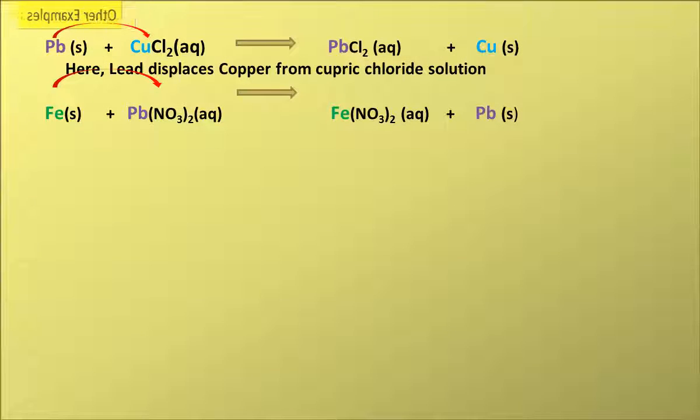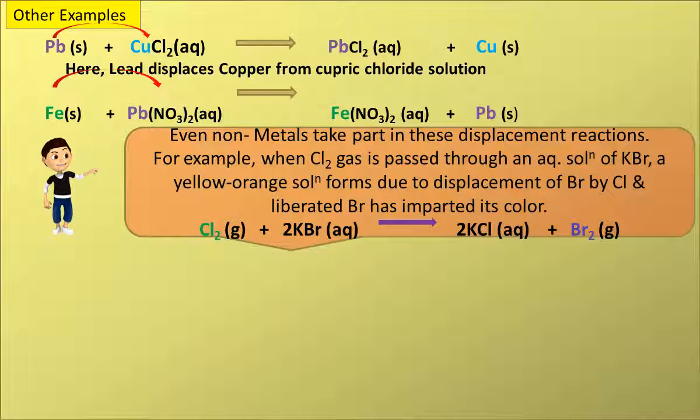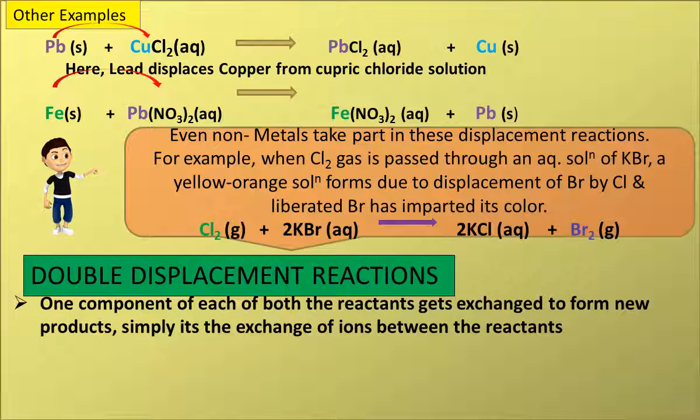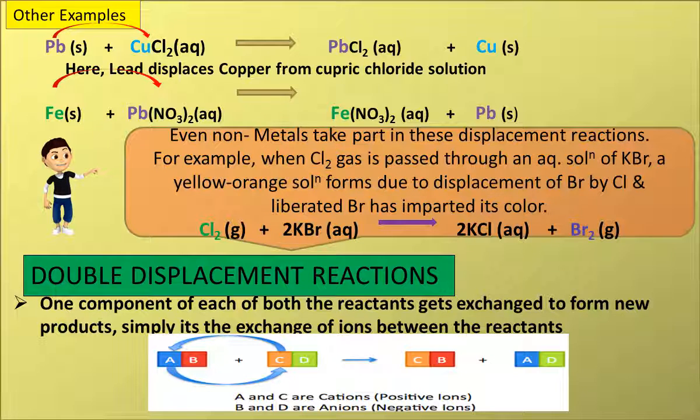Similarly, you can see in other examples also a more reactive metal is displacing a less reactive metal. Even non-metals show displacement reactions. Example: on passing Cl2 gas through KBr, potassium bromide solution, a yellow-orange solution forms due to the displacement of bromine by the chlorine. And the double displacement reaction involves the exchange of ions between each of the reactants, as shown in this figure.